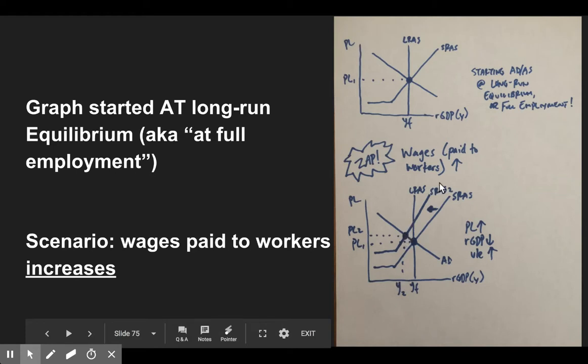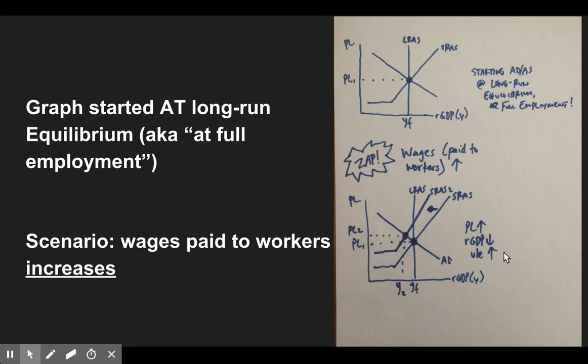So what this shows us on this graph is that we started at long run equilibrium or at full employment, and then when workers got a raise, that temporarily changes aggregate supply, shifts it to the left, which leads to an increase in price level. So we have inflation and a decrease in GDP. Yikes, we're producing fewer things. So not only did prices go up, that means we're producing fewer things.